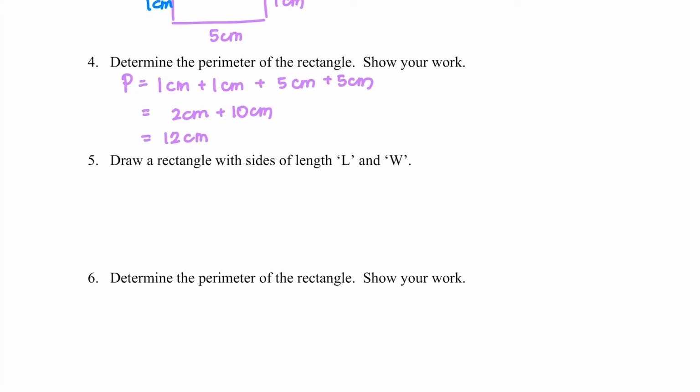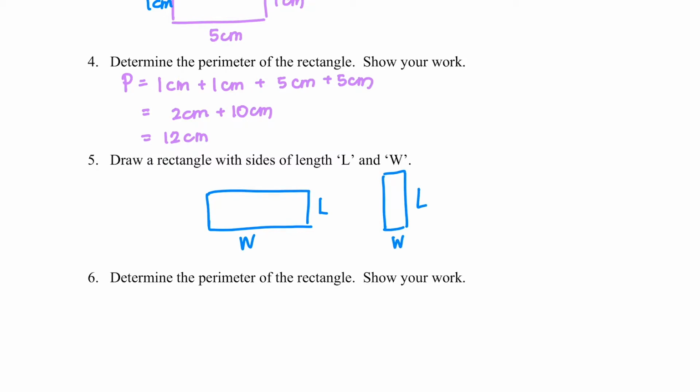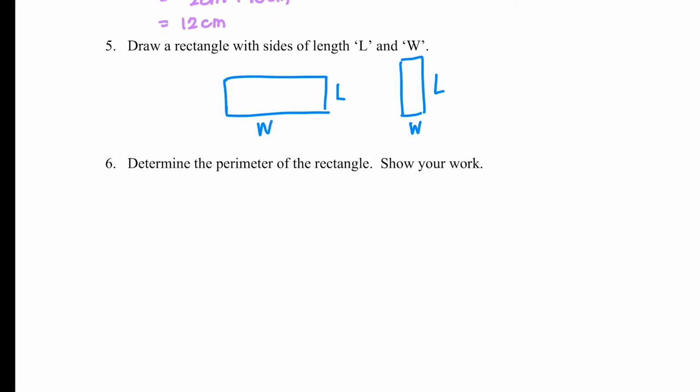Now we're going to draw a rectangle that has sides of length and width. I randomly identified these ones as length and width, and you can also identify it this way as length and width. It's going to be up to you as long as you remain consistent. So we're going to determine the perimeter. We are going to put all the short sides together and all the long sides together.